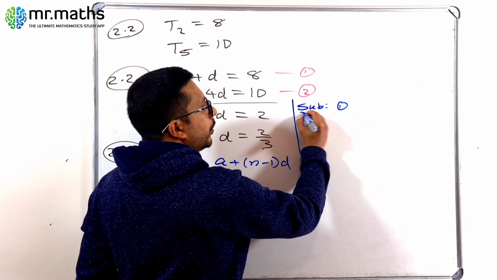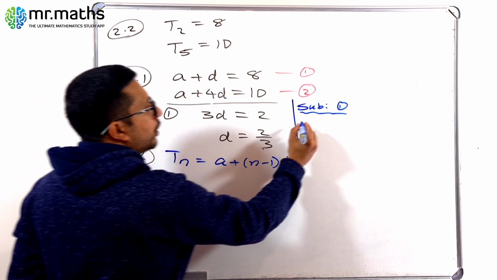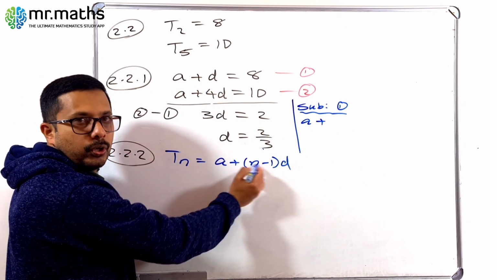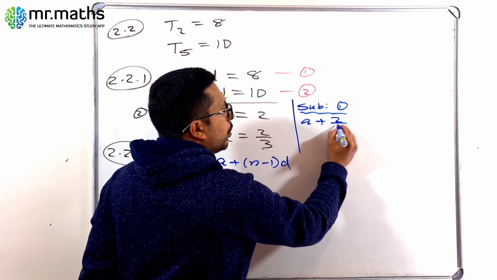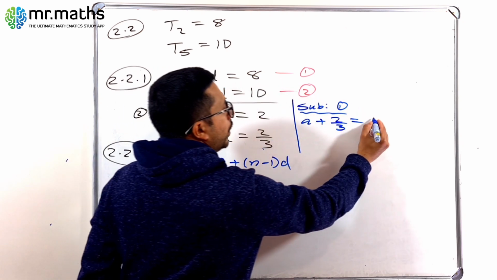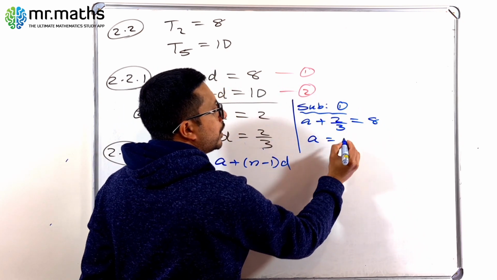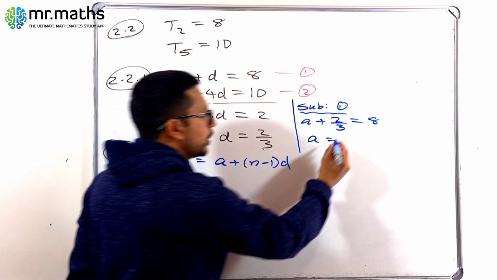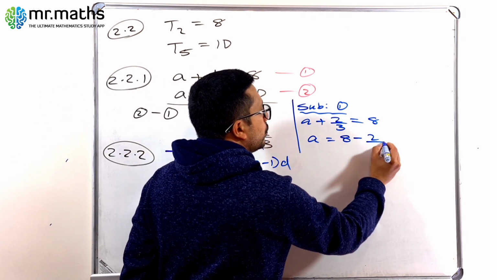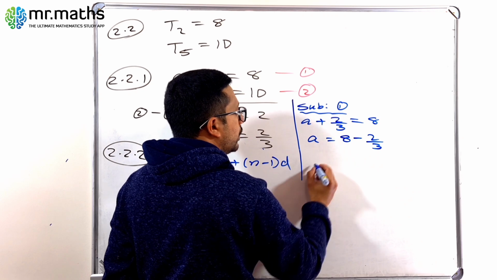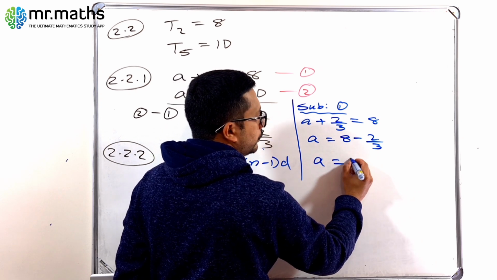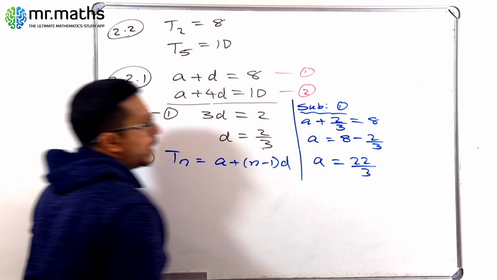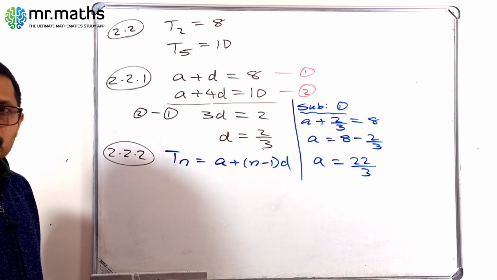in equation number 1. So what is that? a plus d, d is 2 over 3. So a plus 2 over 3 is equal to 8. So from there, what is a? Take this 2 over 3 to the other side, so it is minus 2 over 3. So 8 minus 2 over 3. Check in your calculator. What is the answer? 22 over 3. So a is equal to 22 over 3.